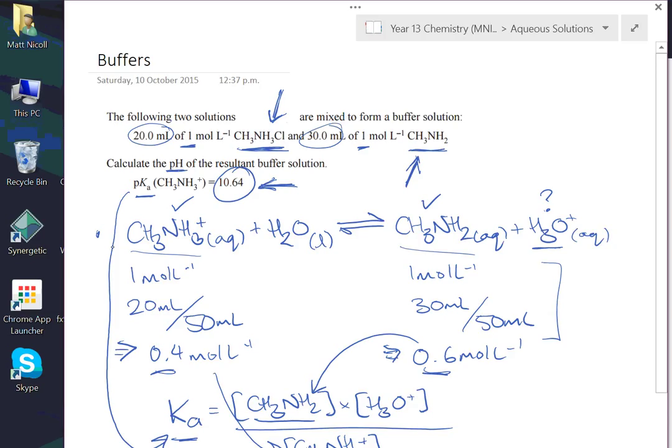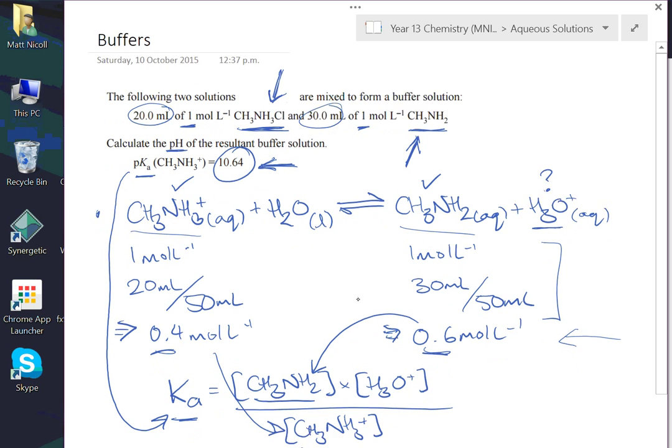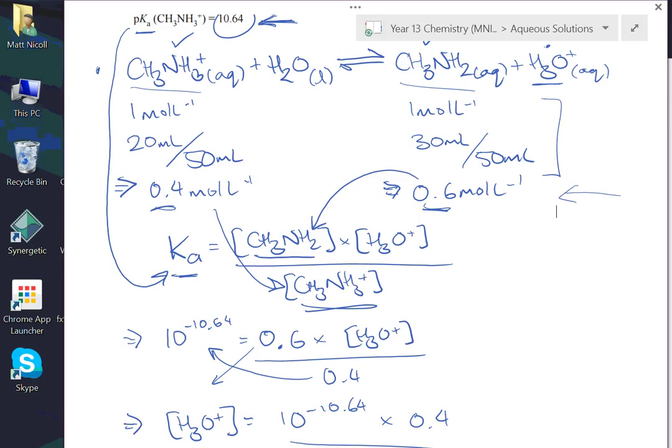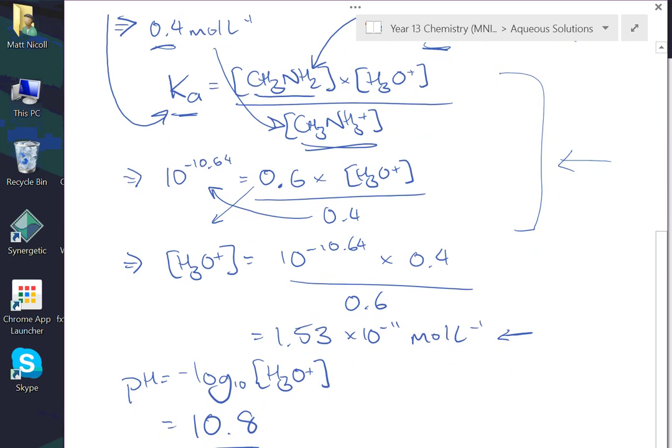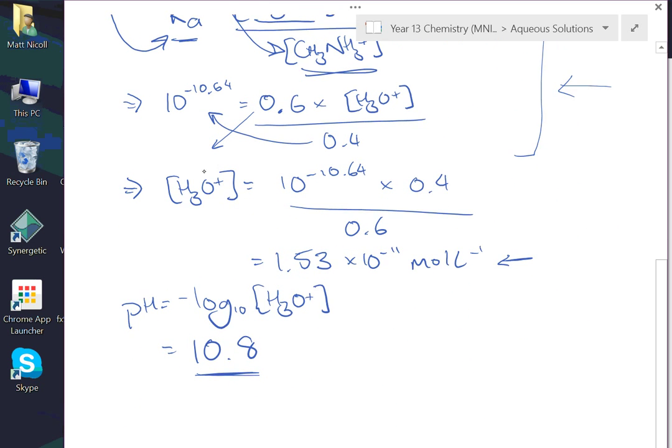I then worked out their resultant concentrations, which is this line here, and plugged that into a Ka expression, which is this step here. Then I was able to solve for hydronium. Then I could use my hydronium ion concentration to find my pH, which answered the question.